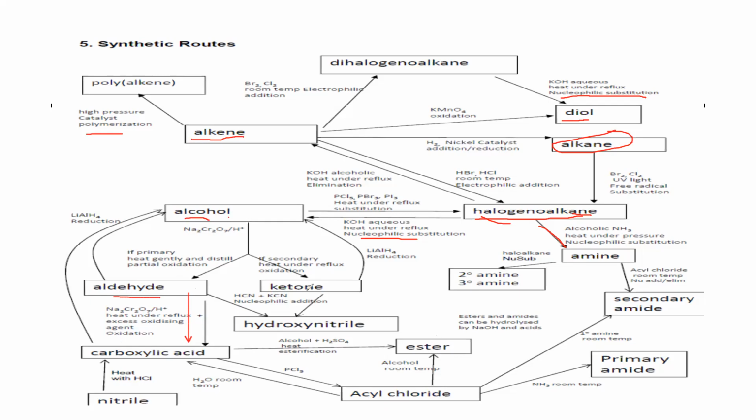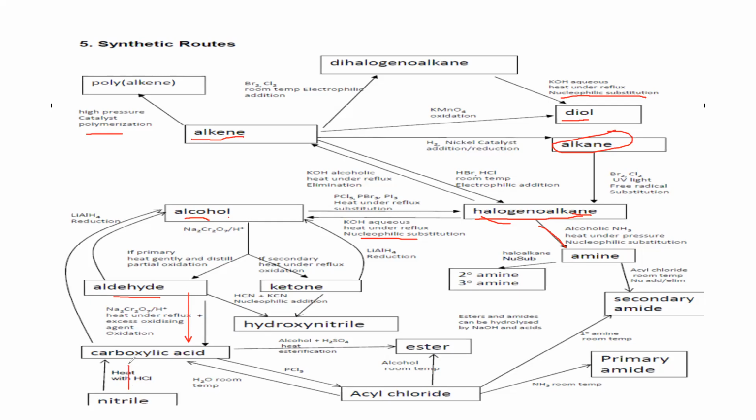If you have ketone, you react with a mixture of hydrogen cyanide and potassium cyanide. It is a nucleophilic addition reaction, and it will form hydroxynitrile. Is it clear?